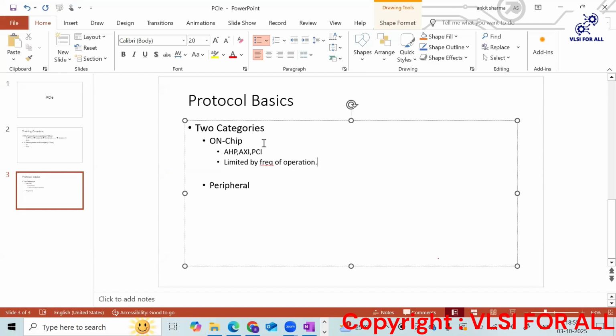Now, what about peripherals? Peripheral protocols are limited by the number of pins. If you come to the protocols which are peripheral, such as USB, PCIe, SATA, SPI, and UART, etc. So what about these? They are limited by the number of pins.